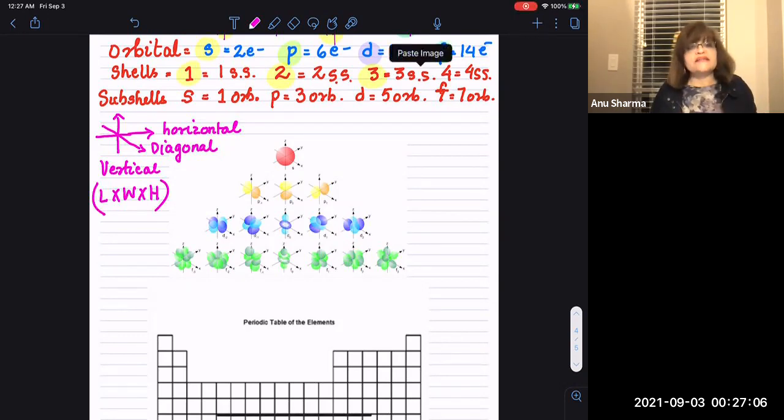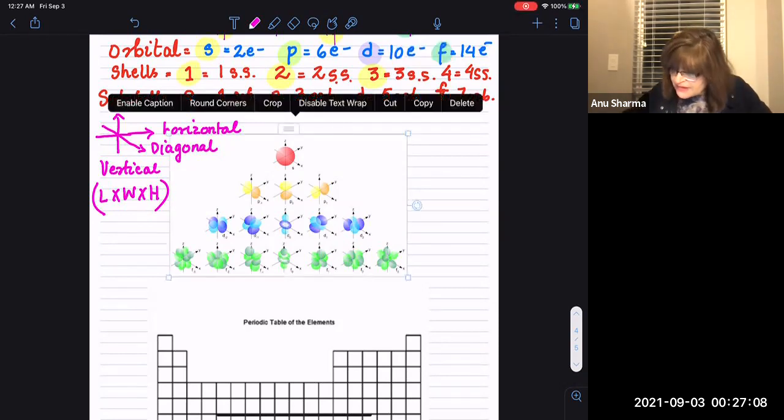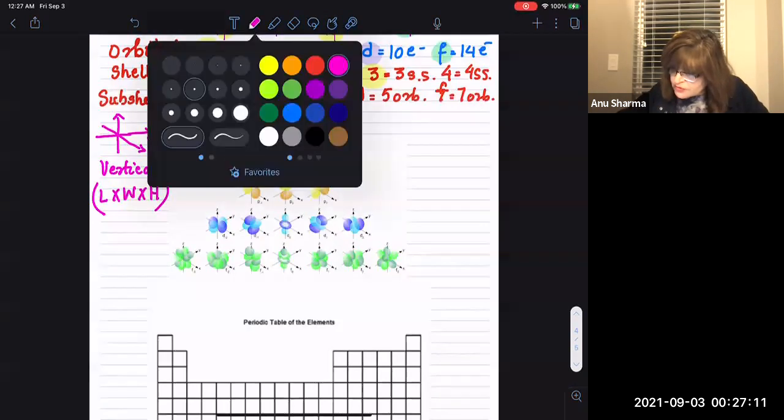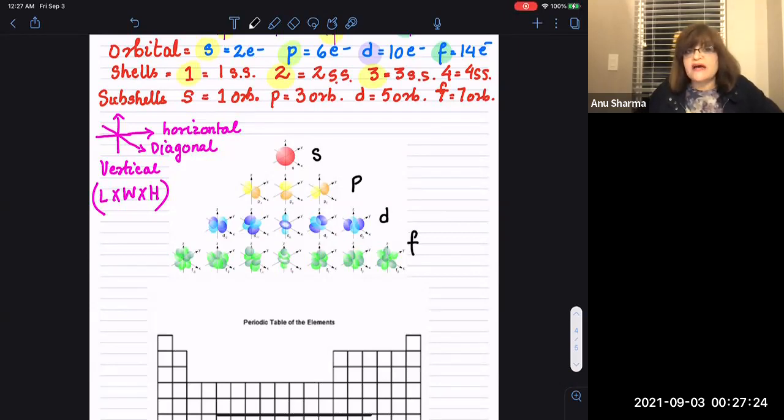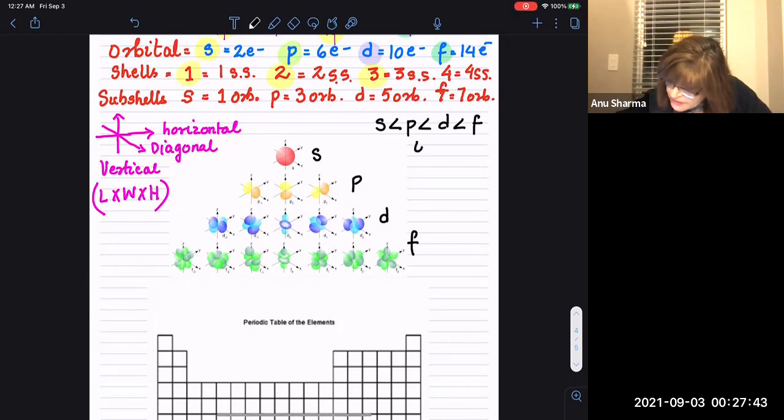How does s look? So this is the shape of the s orbitals. Let's put this in black color here. So this is the s orbital. These are the p orbitals. These are the d orbitals. And this is the shape of the f orbitals. So the bigger the orbital, the more lobes there are. The s orbitals are low in energy, smaller in size than the p orbitals. P orbitals are smaller in size than the d orbitals. D orbitals are smaller in size than the f orbitals. Okay, so these are the orbitals.